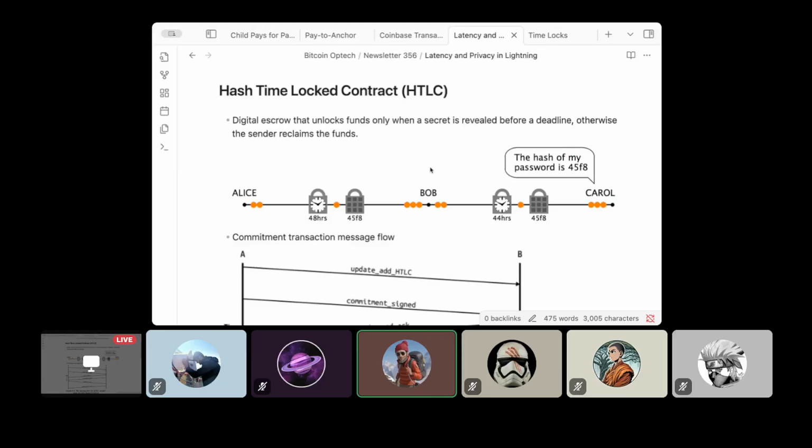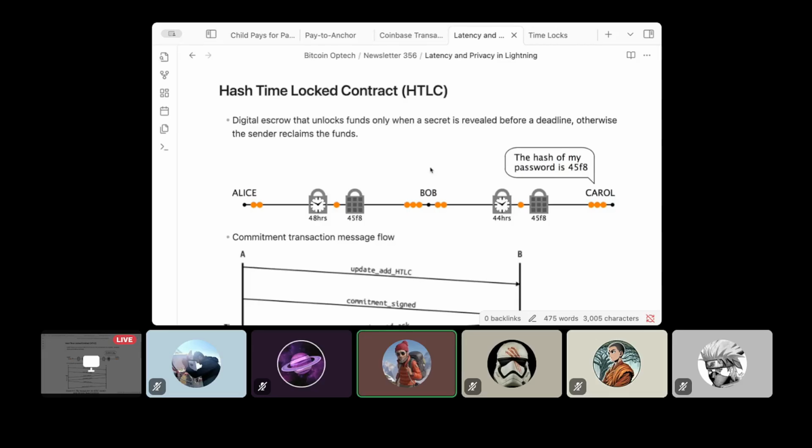So we'll have a look at how this de-anonymization can be done in order to identify the sender and receiver's identities in the Lightning network. We'll first have a brief look at what hash time lock contracts are.